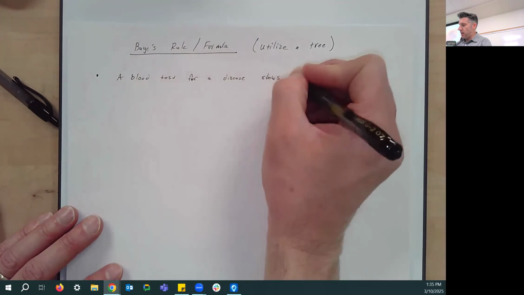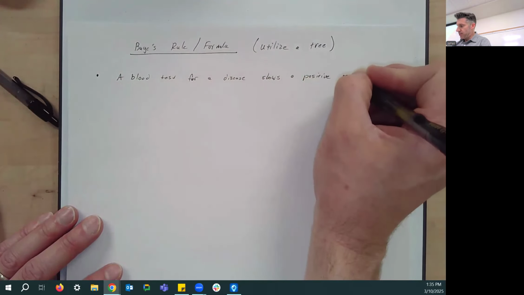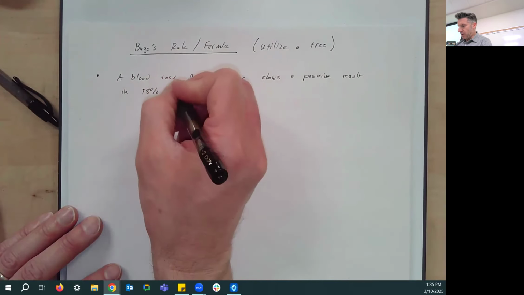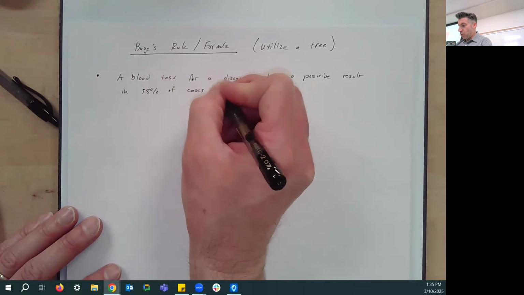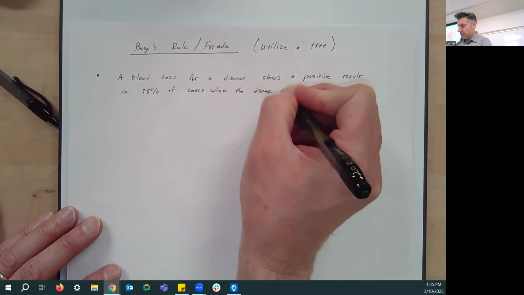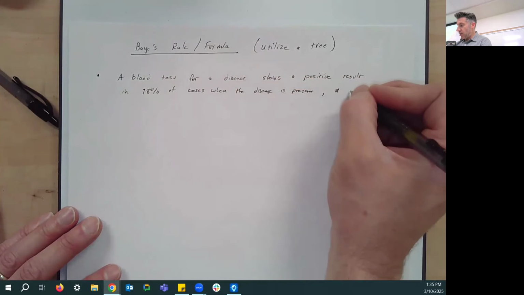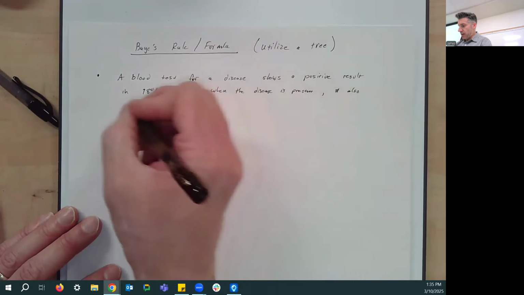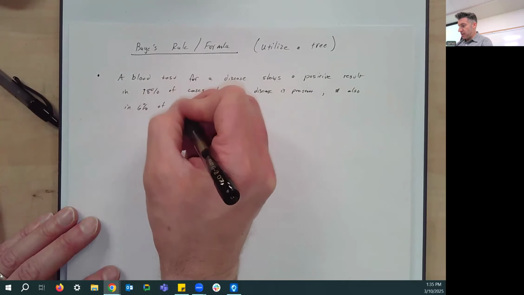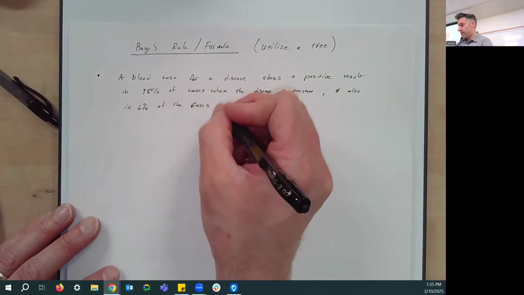shows a positive result in 98% of the cases when the disease is present. And also a positive result in 6% of the cases when the disease is not present, called a false positive.